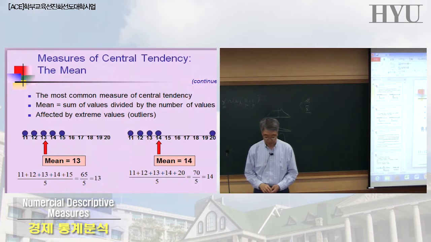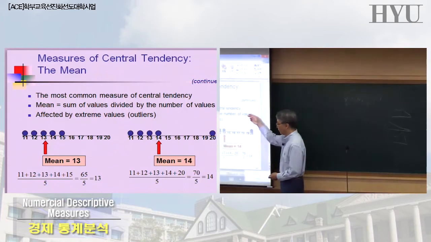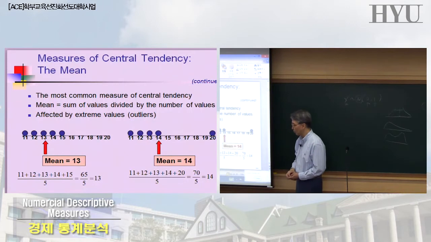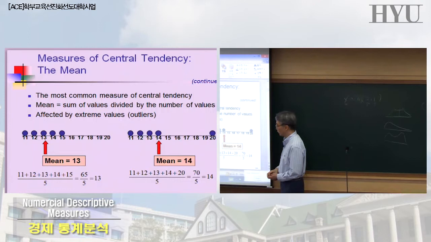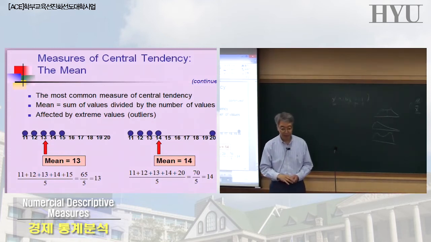There are a few things that we need to know about central tendency, especially the mean. Of course, the mean is the most common measure of central tendency, and that's how we calculate the mean. One important characteristic of the mean is it is affected by extreme values or outliers. And we have one example or a couple of example distributions here. Suppose we have 5 numbers. We have 11, 12, 13, 14, 15. And what is the mean of those numbers?